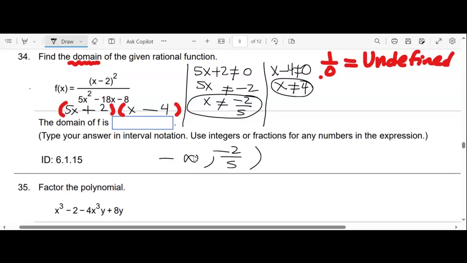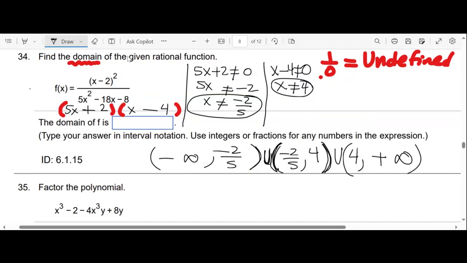Until where? Negative 2. Union, from negative 2 to 5, over 5 to where? 4. Remember, when I do it like this, that means it's not included. Do you understand? Yes. Union from where to where? 4 to infinity. Do I have to put the positive? No, because it means positive. That's the answer. Easy?